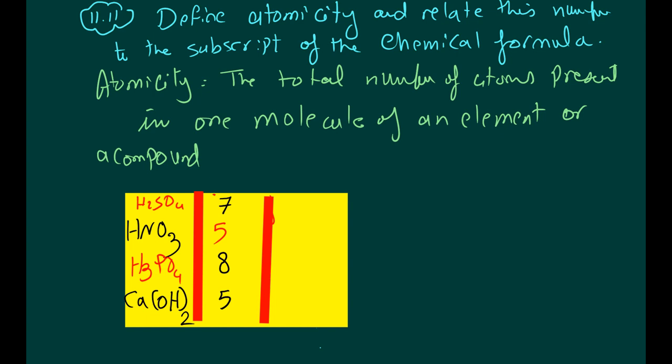This is the atomicity. But if I ask what is the atomicity of oxygen in each of those, here is the atomicity of the whole molecule. If I'm asking about atomicity of oxygen, you need to look for oxygen only. I have in this formula for oxygen, and in HNO3 we have 3, in H3PO4, 4, and in calcium hydroxide we have 2.